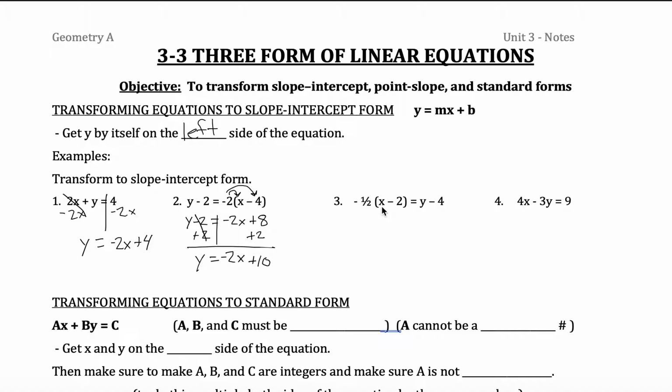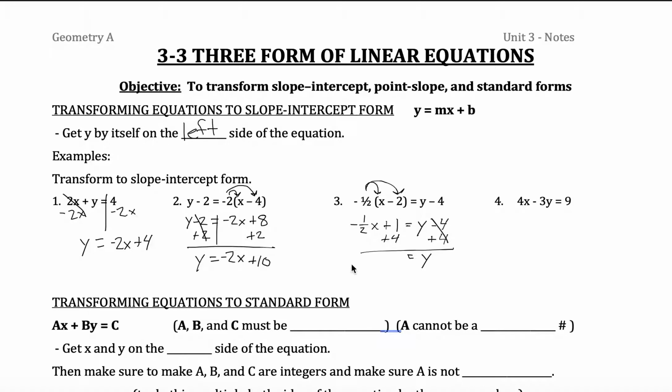So number 3 is again in point-slope form. So the first thing we need to do is distribute. So we'll distribute the negative 1/2 to both the x and the 2. So we have negative 1/2 x plus 1 equals y minus 4. We want to get y completely by itself, so we add 4 to both sides. That cancels those 4's out. We now have y by itself.